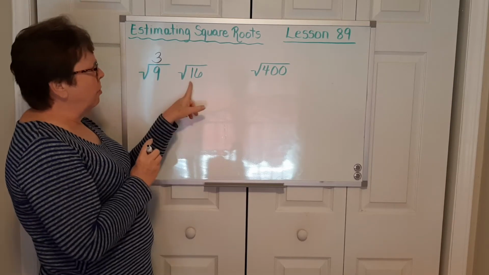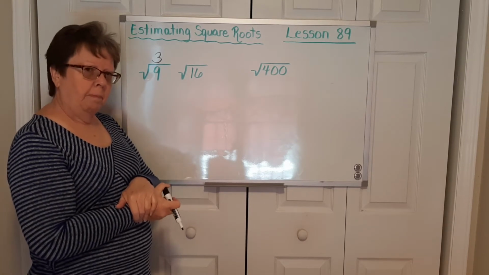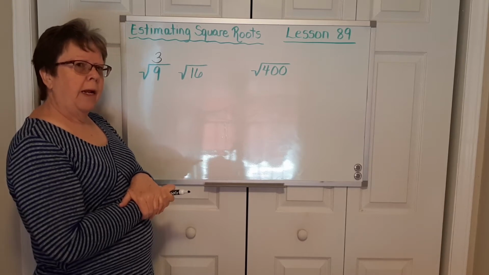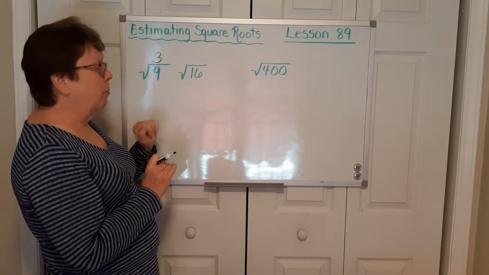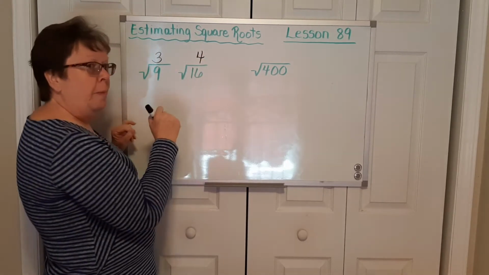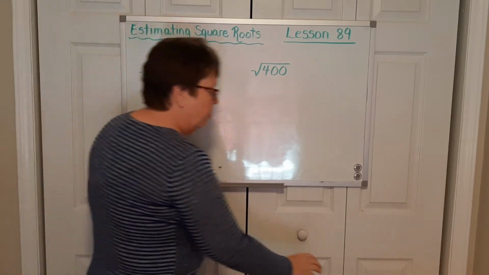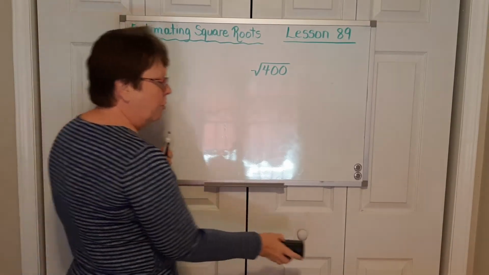What two numbers would we multiply together to find the square root of 16? Think for a minute. Two of the same numbers that we multiply together that would equal 16. If you said 4, you would be correct because 4 times 4 is 16. Those are some very simple ones, and if you know your multiplication facts, you can do those rather quickly.